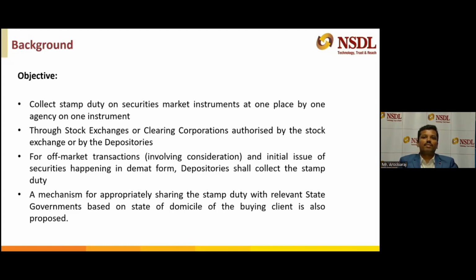Similarly, for off-market transactions involving consideration and issuance of securities in the Demat form, depositories shall collect the stamp duty before the execution of transactions. The mechanism for collection of stamp duty on the securities held in the Demat form has drastically changed. The stamp duty shall be collected by the depositories from the transferor or issuers, and the same shall be remitted to the accounts of the respective state governments of the buying client.